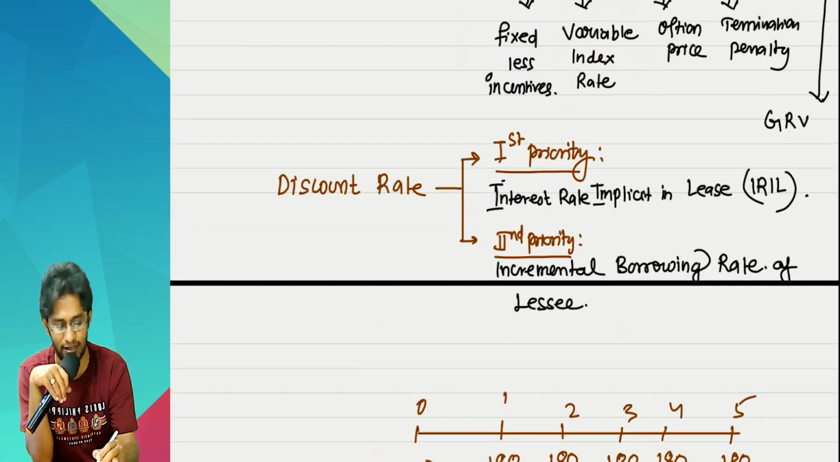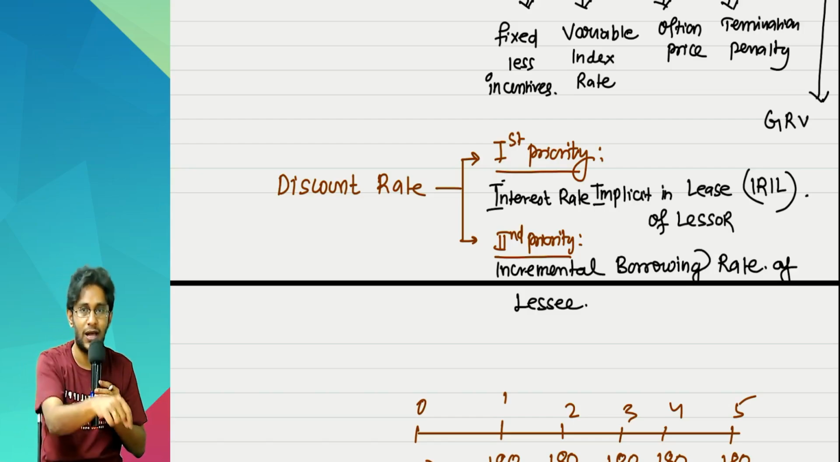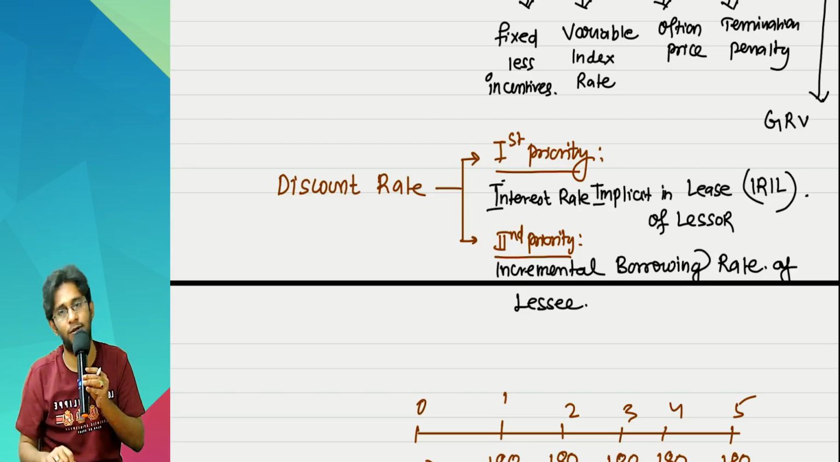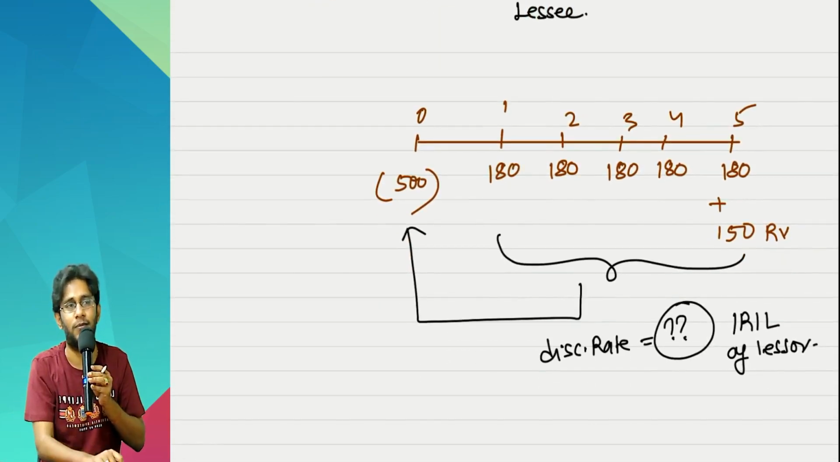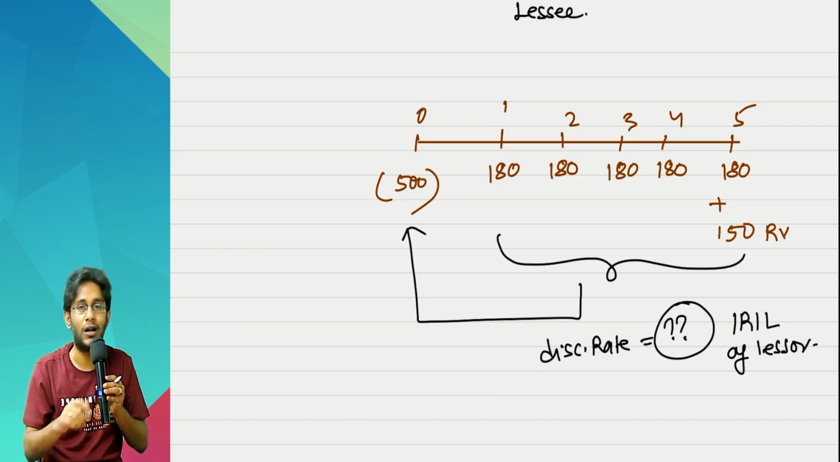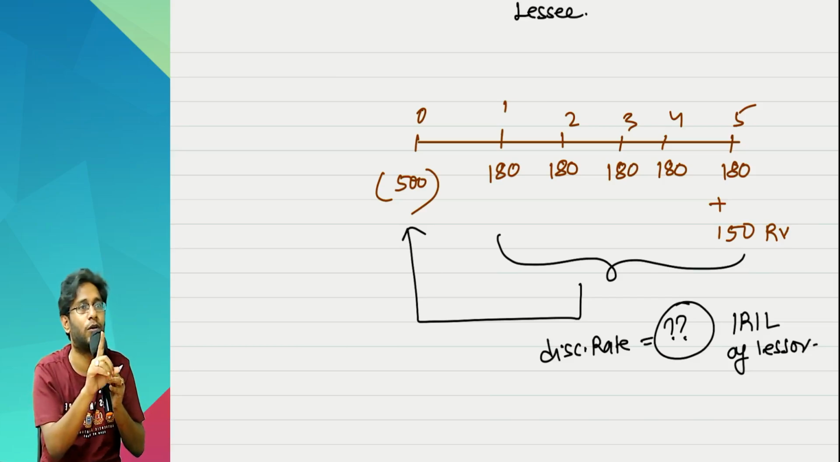IRIL is never for the lessee. It is the lessor's discounting rate. But you will use that for booking your interest expense every year. Why? Sir, he is making interest income from me. Whatever income he is making, that only should become my expense also, no? So ideally that should be your first priority rate.